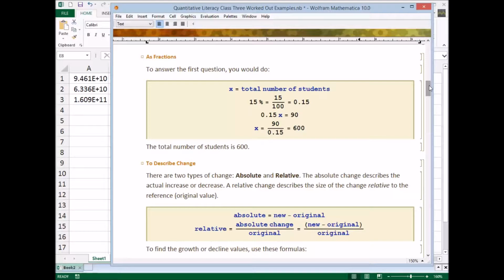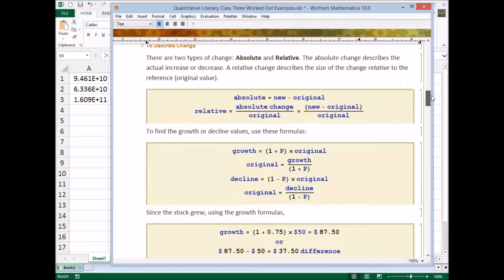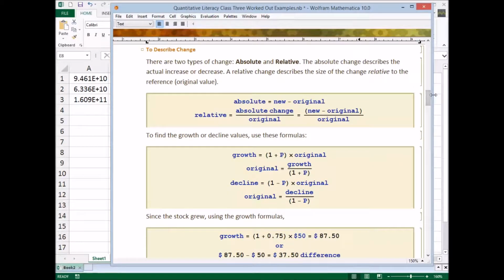You can also use percentages to describe change. And there are two types: absolute and relative. The absolute change describes the actual increase or decrease. And the relative change describes the size of the change relative to the reference or the original value.